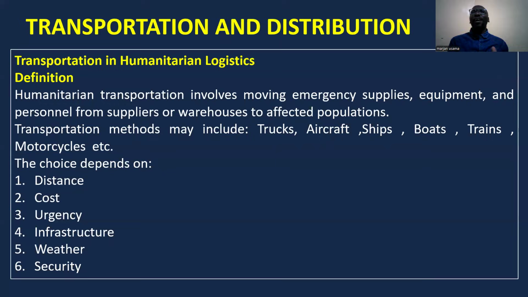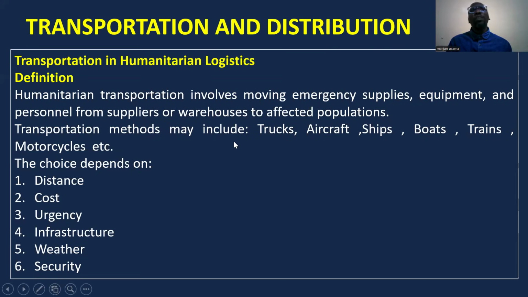Now we are through. We are going to the next step now. Transportation and distribution. So this involves moving food supplies from the warehouse. Humanitarian transportation involves moving emergency supplies, equipment, and personnel from suppliers or warehouses to the affected population. Here, the disaster has now struck, so we need to move the supplies from our warehouse to the areas, regions where people have been affected.